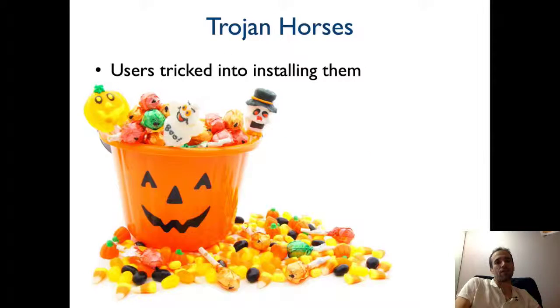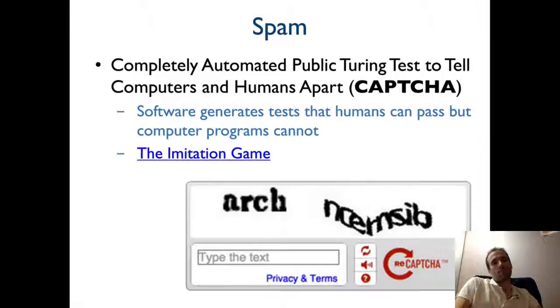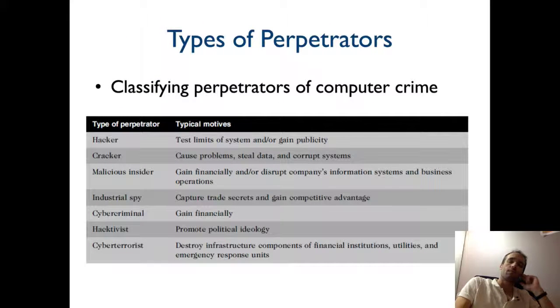So for example, we have a very interesting chart here. These are the types of people that do hacks, by motive. A hacker's motivation is usually play, to test the technical limits of a system, or to gain publicity. So it's ego. It's a typical student that wants to show off what they know.